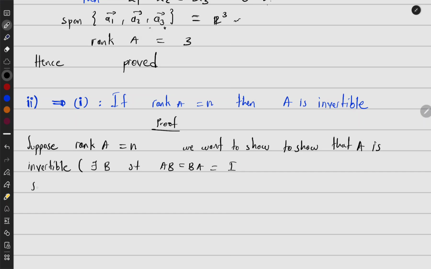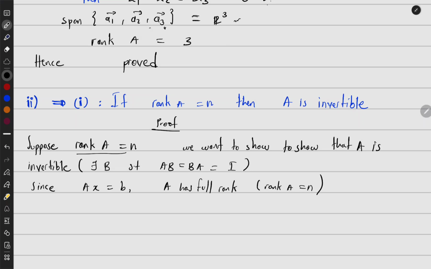But since I begin with what I know, this is what I want to show. Since the rank is n, from my problem AX equals B, we know that A has full rank. A has full rank because the rank of A equals n. That's why I'm claiming that A has full rank.